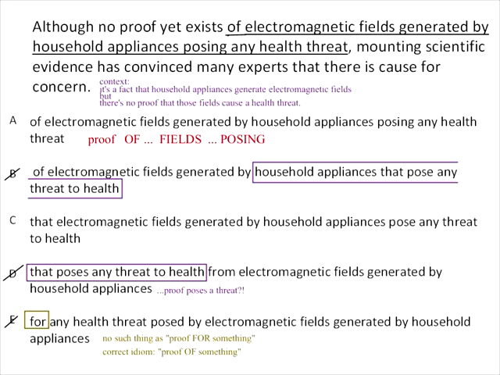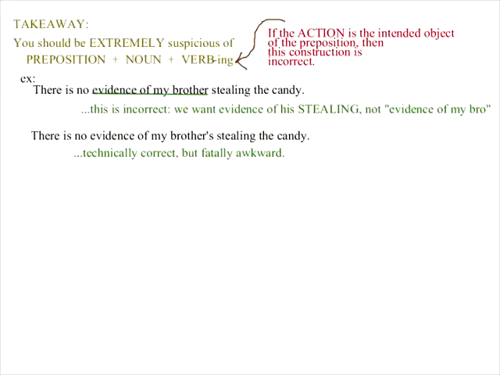The issue here is that what we have proof of is that they're posing a threat. It's not proof of the fields themselves. This is the intended reference, and this is the intended object of. And that's not how it works. The actual object here is fields. So this is why this is incorrect. In general, if you see this sort of construction, you should be incredibly suspicious of it.